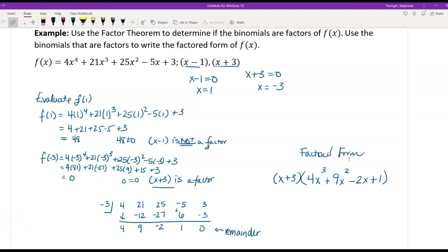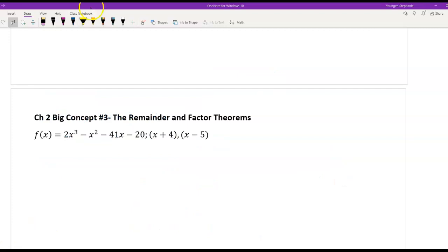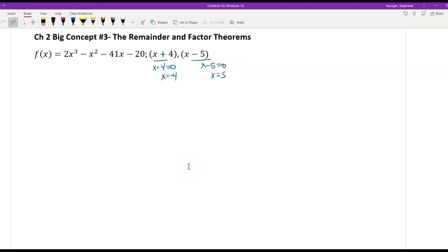All right, one more example. Let's go. So just like before, we need to find those c values. So x plus 4 equals 0. So x equals negative 4. X minus 5 equals 0. So x equals 5. So those are my two c values that we're going to use for that factor theorem. So first one, f of negative 4 equals 2 times negative 4 cubed minus negative 4 squared minus 41 times negative 4 minus 20.